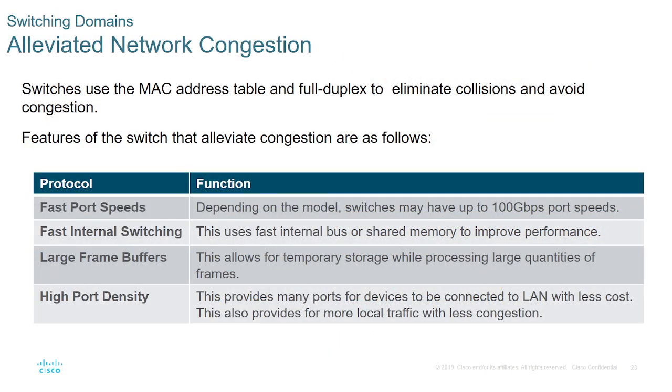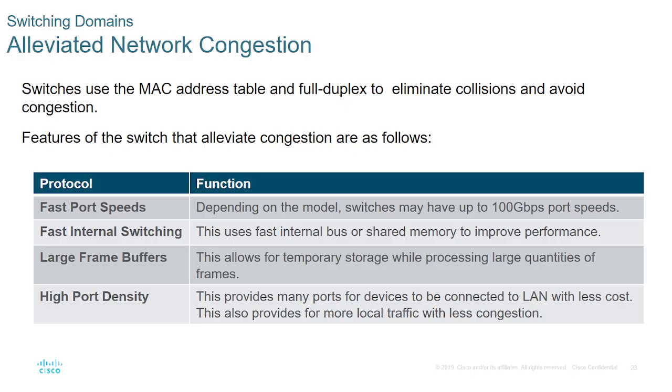So switches will use a MAC address table and full duplex to eliminate collision domains and avoid congestion. Some of the features used to avoid congestion on switches are fast port speeds. Depending on the model, switches can have up to 100 gigabits per second in port speeds. Then fast internal switching, which uses a fast internal bus or shared memory to improve performance. Some switches, especially layer 3 switches, have an internal bus.